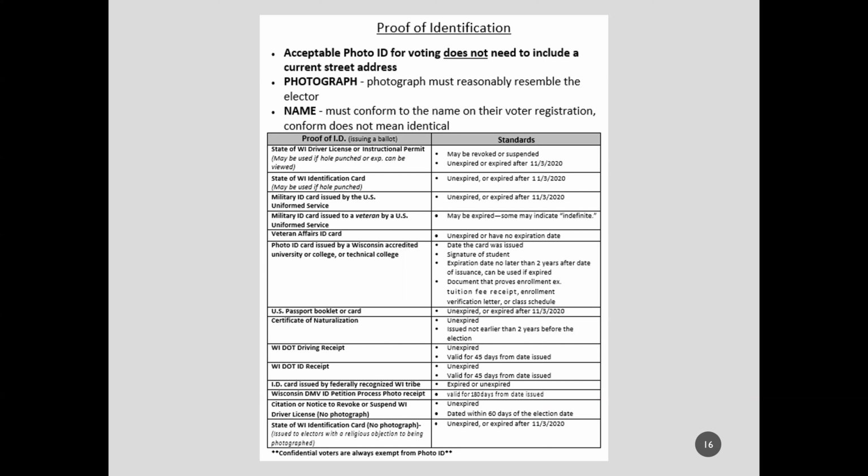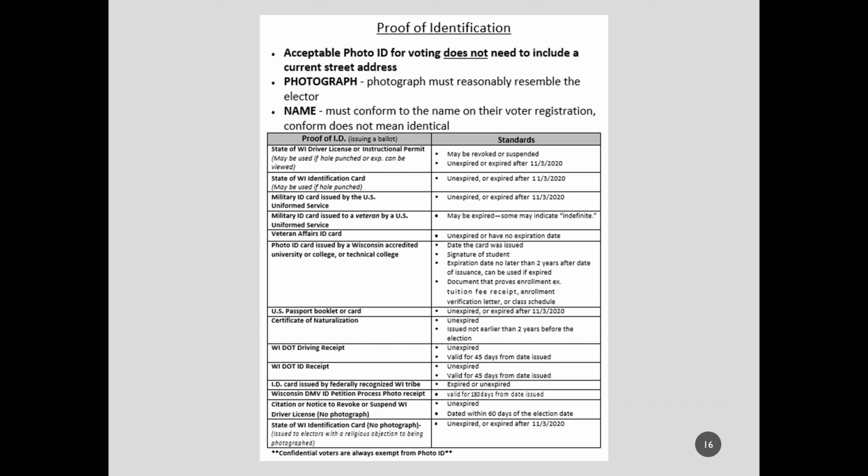Photo ID cards issued by a Wisconsin accredited university or college or technical college. The date that the card was issued must be on there, the signature of the student, and it must expire no later than 2 years from date of issuance. A document that provides enrollment, such as a tuition fee receipt, enrollment verification letter, or class schedule, must also be shown for proof of identification.